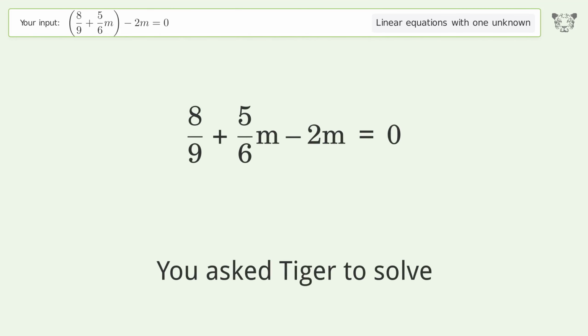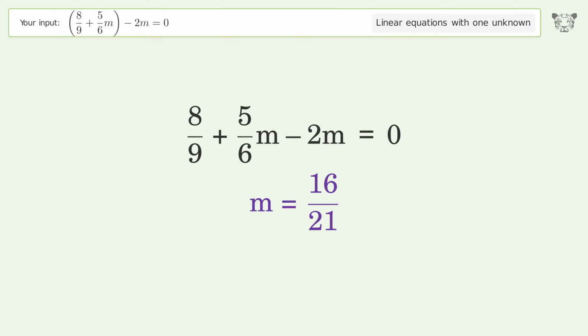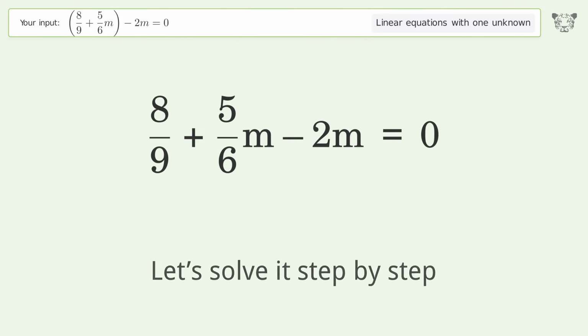You ask Tiger to solve. This deals with linear equations with one unknown. The final result is m equals 16/21. Let's solve it step by step.